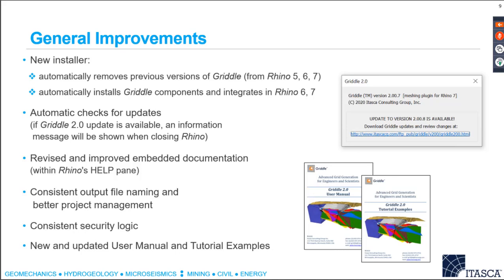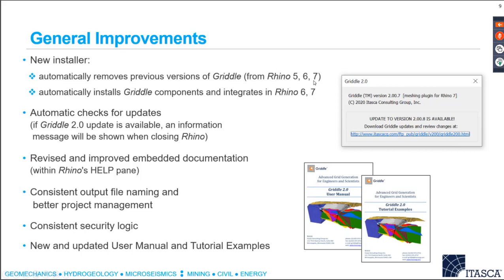So with this version, we significantly improved the installer. Now the process is very simple. Basically, you just download the installer. As long as you have Rhino 6 or Rhino 7 installed on your machine, you can just click on the Griddle installer, and within a few moments, it will install on the system and fully integrate within Rhino 6 or Rhino 7, or both, if you have both installed. So the process is very simple. Also, Griddle will automatically remove all previous versions of Griddle 1.0 from the system.